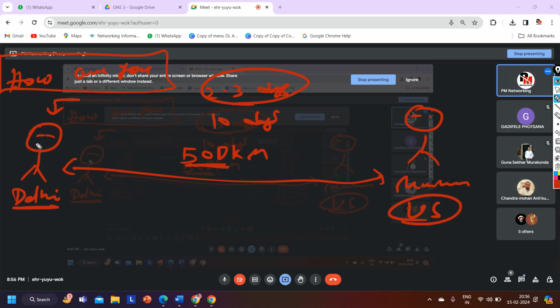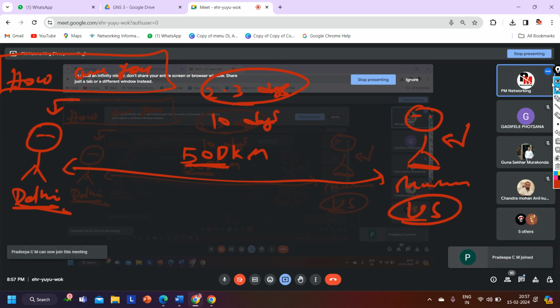But through a network, these two guys can communicate with each other in a second. Yes or no? They can open WhatsApp on their mobiles, and they can send hi. And within a few seconds, the other guy will receive hi from the Delhi guy. Yes or no? So through a network, we can exchange information very fast. Yes or no?